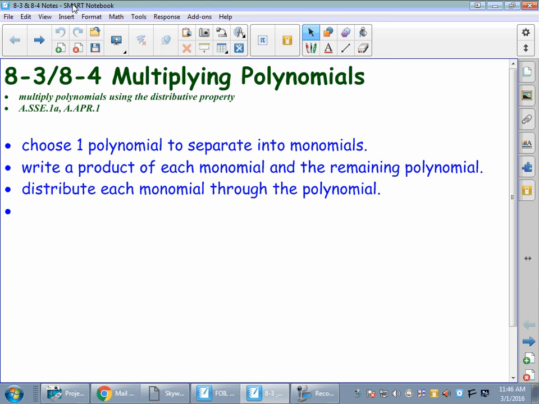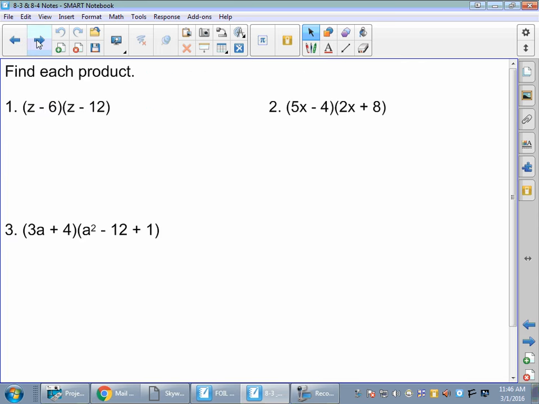And then we repeat what we learned in the previous lesson. We're going to distribute each monomial through the polynomial, and then if necessary, we're going to combine like terms. So let's go ahead and try this. I have three problems here.